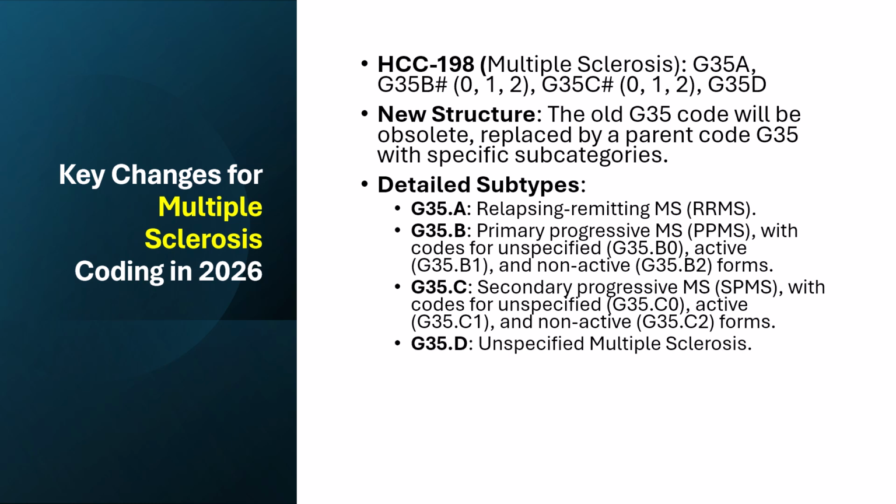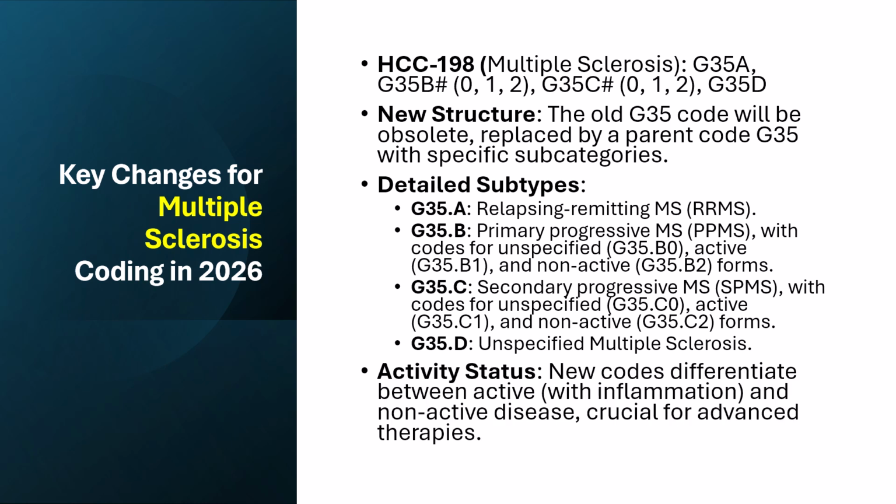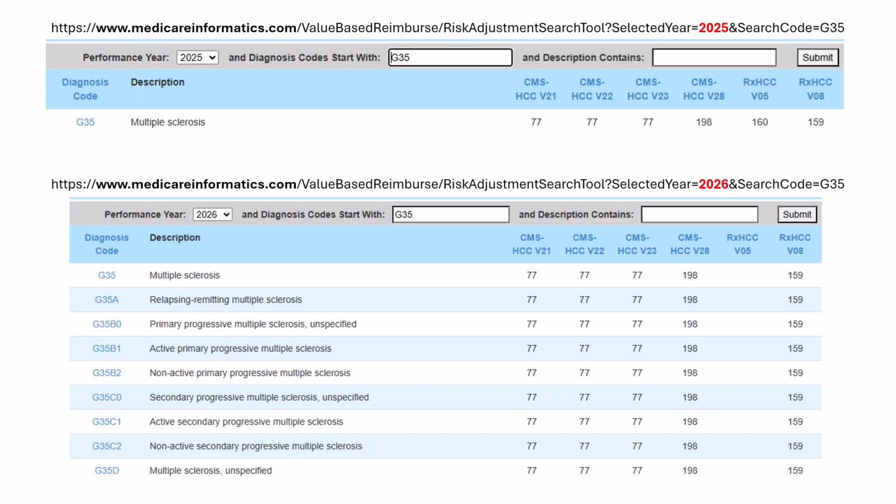G35D, unspecified multiple sclerosis. Also, new codes differentiate between active, with inflammation, and non-active disease, crucial for advanced therapies. The most detailed, complete, and specific code must be used for risk adjustment under V28.